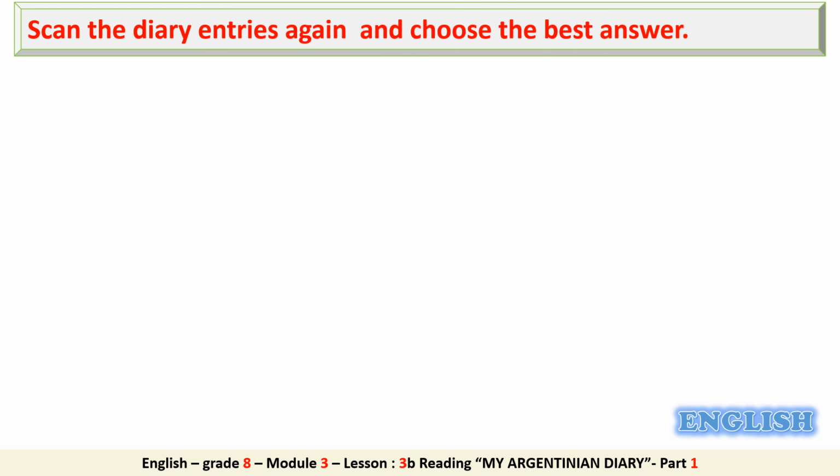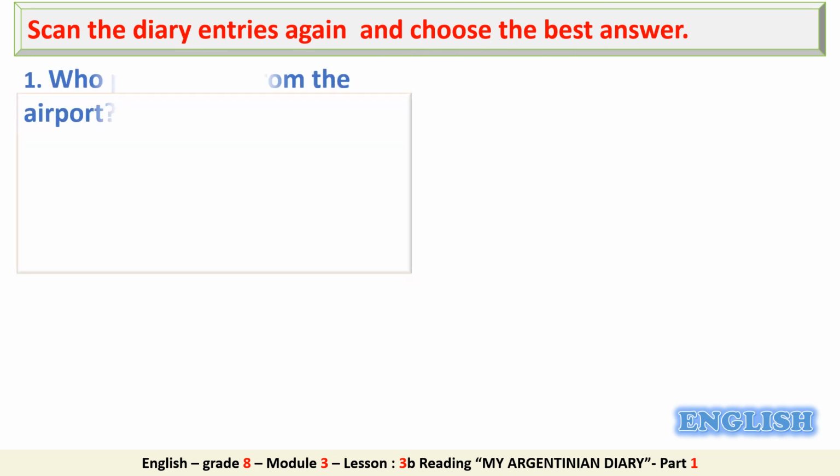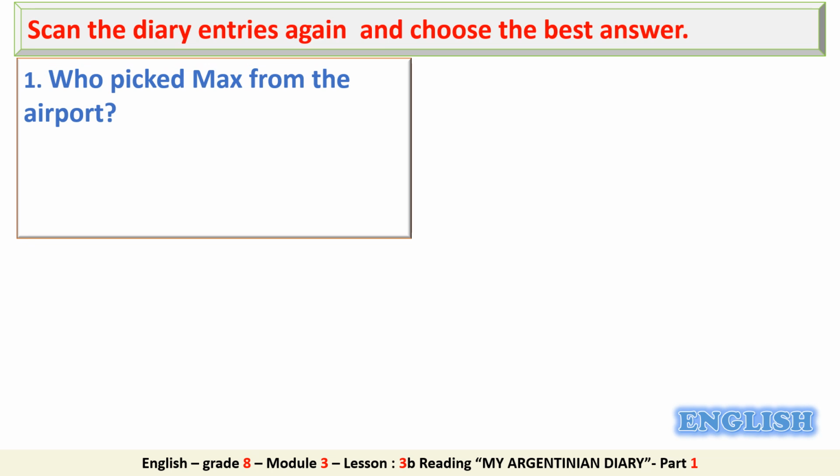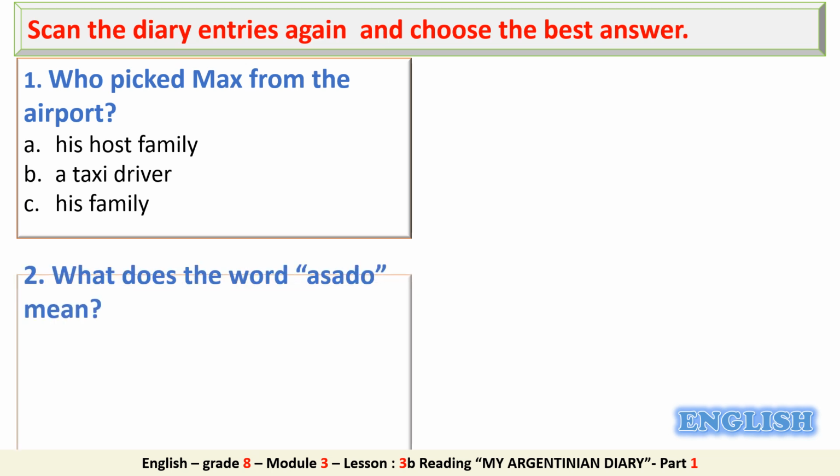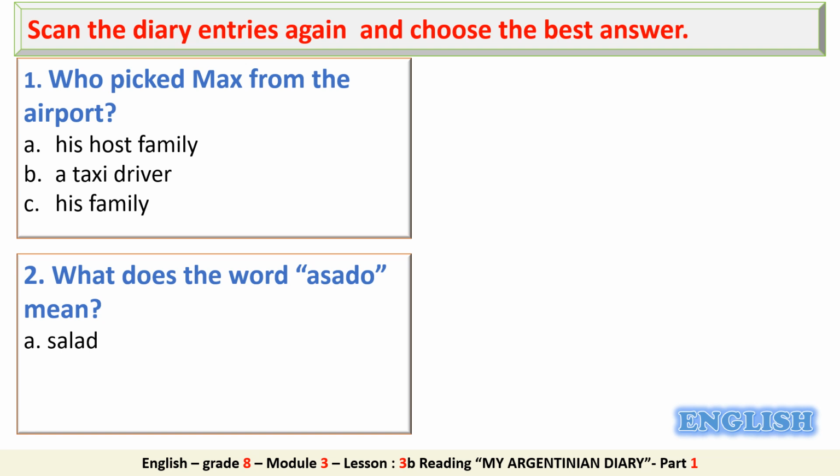Now, scan the diary entries one more time and choose the best answer. 1. Who picked Max from the airport? A. His host family. B. A taxi driver. C. His family. 2. What does the word asado mean? A. Salad. B. Sauce. C. Barbecue.